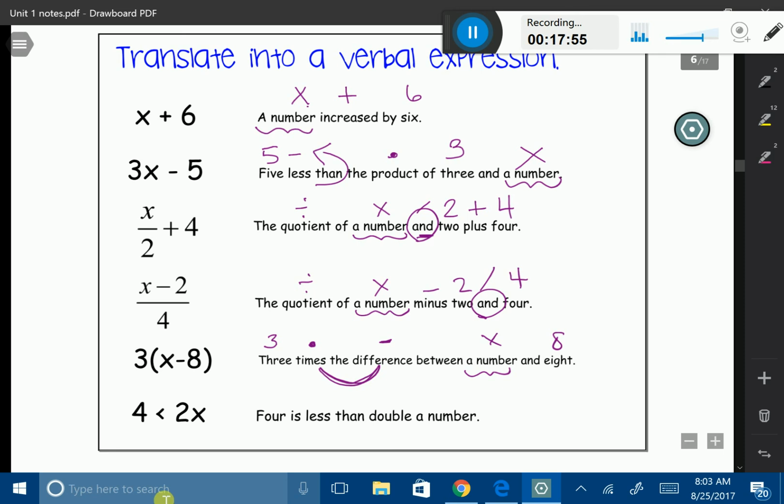And then my last one, 4 is. Anytime you see an "is" for right now, that's going to be an inequality. So 4 is less than double a number. "Is less than" is going to be my less than symbol. Double, that's going to be our times 2. And then, not a 2, that's going to be an x. So 4 is less than double a number. So at this point, we've translated from algebraic expressions to verbal and verbal to algebraic.